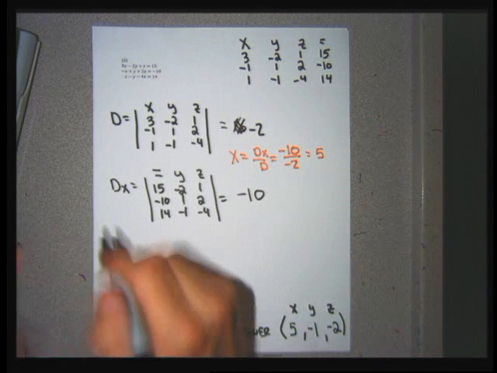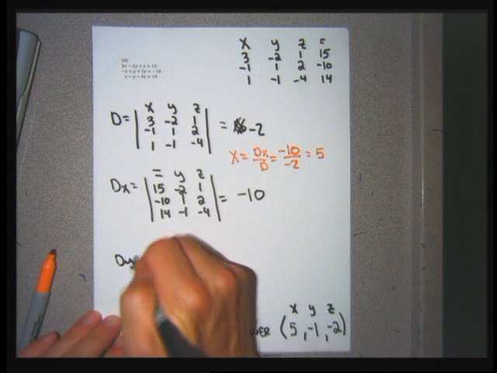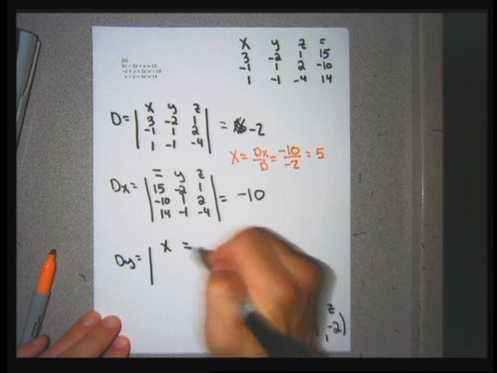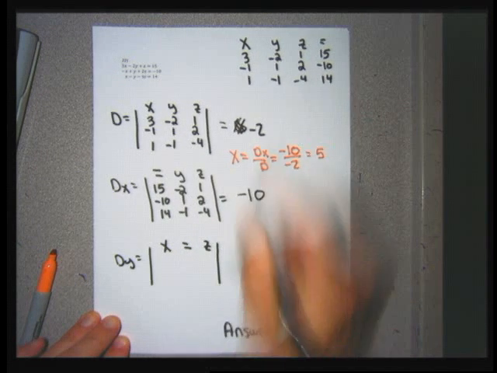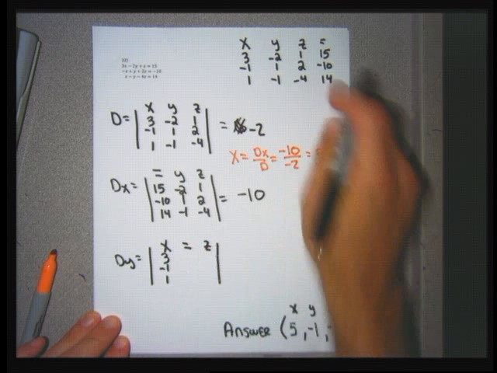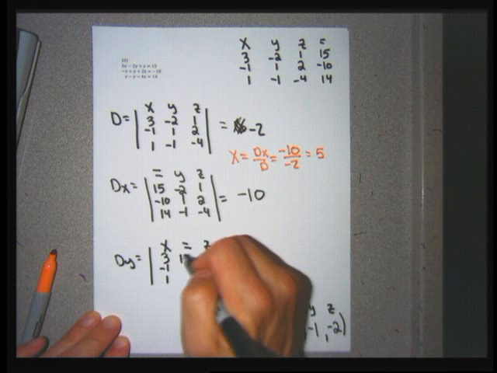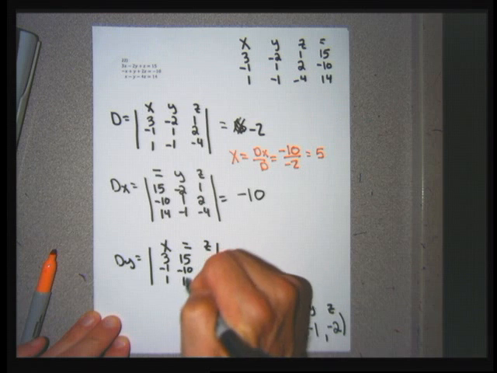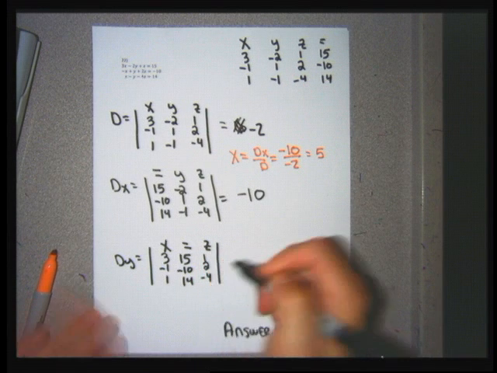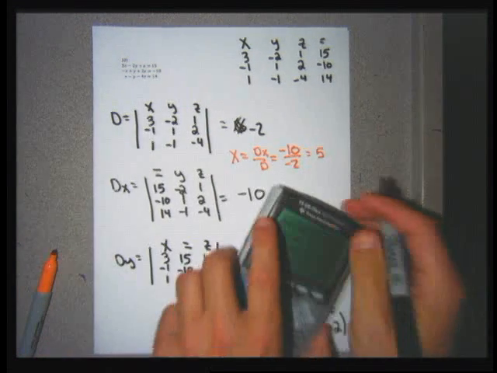Let me do the d sub y determinant. The d sub y determinant has an x column, the y column replaced with the equal column, and then a z column. The x column is 3, -1, 1. The equals column is 15, -10, and 14. The z column is 1, 2, and negative 4. Try to enter that properly.